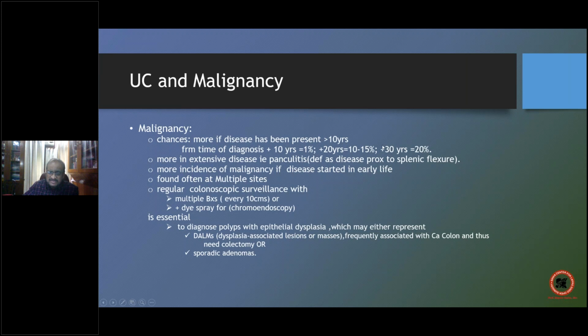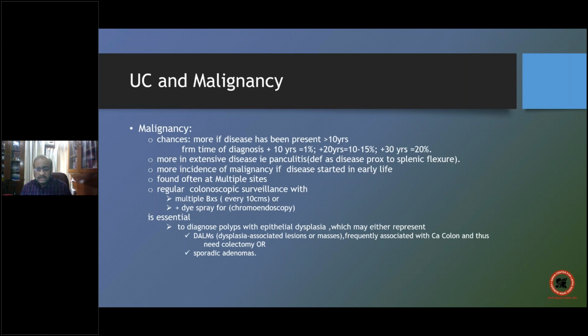The more extensive the disease, that means pancolitis, the more chance of having malignancy. There is more incidence if the disease starts in early life, which stands to reason, because if it started in early life, it will be there for almost 30 years. It is found often at multiple sites. Regular colonoscopic surveillance is required in a number of patients, and in those patients where it has been present for a long period of time.